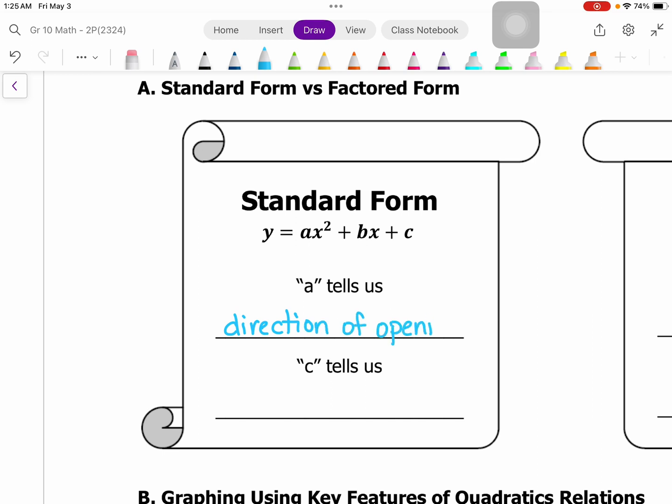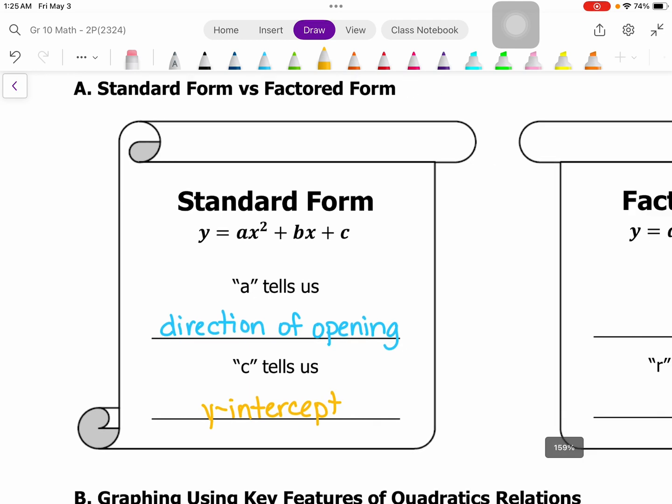And the c, the constant, or just the number at the end, that tells us the y-intercept. So when does the parabola cross the y-axis? So those are the key features of the parabola that we can determine from standard form.